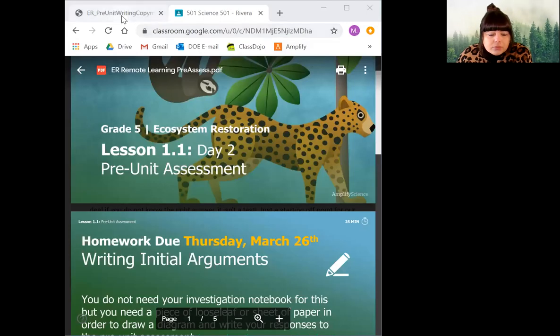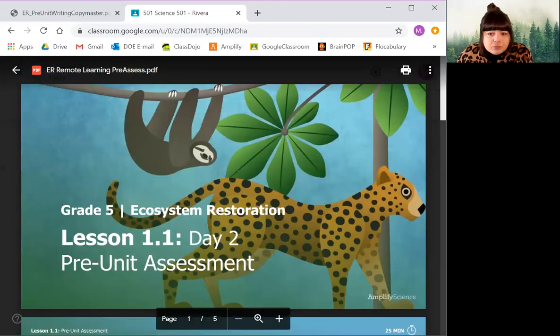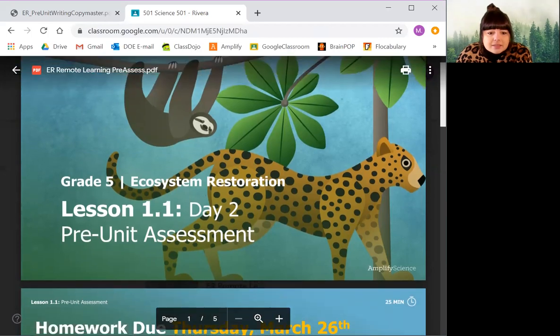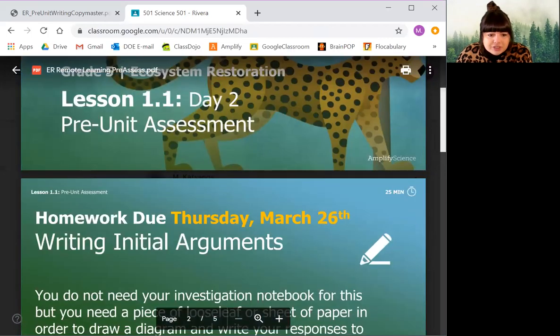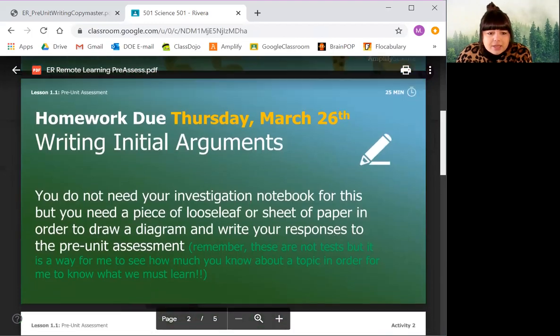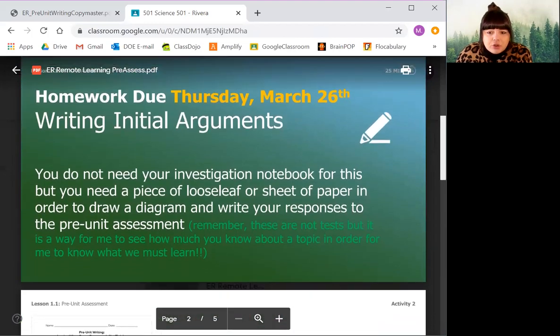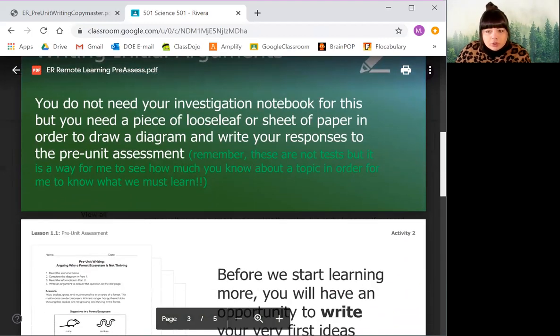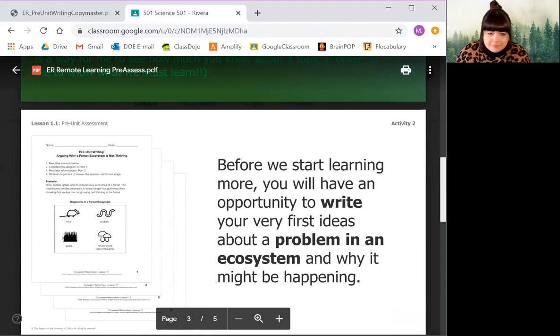I want to explain to you what your assignment is. So I'm going to share the screen here. Okay. So what you see or don't see because Google Classroom sucks is this PDF that I posted, which is your assignment. It's due Thursday. It's just to write your initial arguments so then we can move on from there and I can know what you know and what you don't know. So if it's wrong, it doesn't matter.